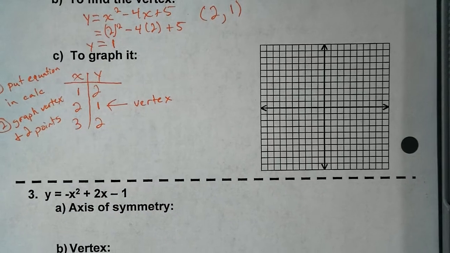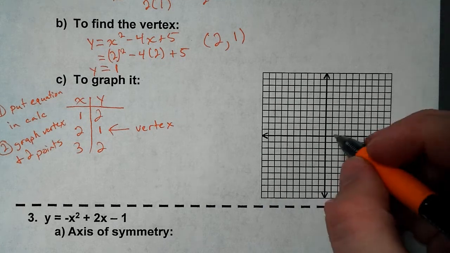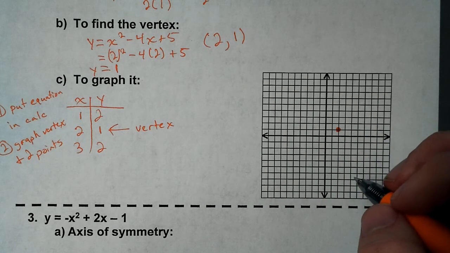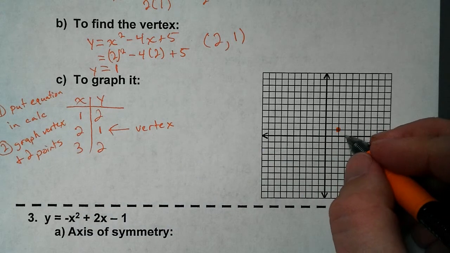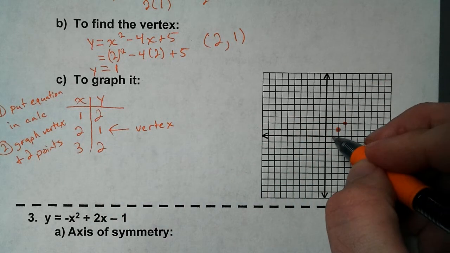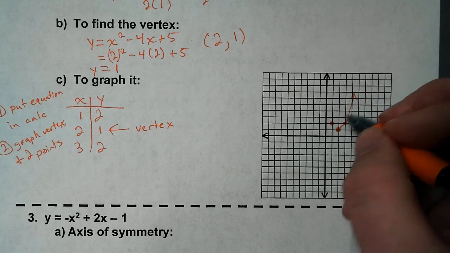So on this one, when we graph our vertex, remember it's at 2, 1. Go over 2, up 1, put a dot there. And our next point is going to be at 3, 2. 1, 2, 3, up 1, 2. And we have a point at 1, 2. So over 1, up 2. So here is my parabola.